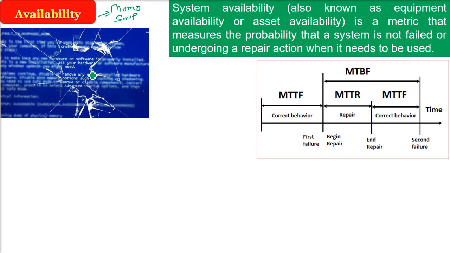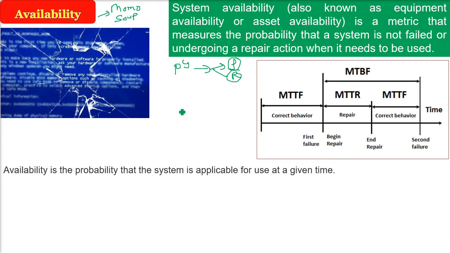So system availability, software availability, it is also known as equipment availability, asset availability. This is a maintenance metric that measures the probability, so the value will be 0 to 1, that a system is not failed or undergoing a repair action when it needs to be used. When the system is under failed state or repair state, it is not available. So we are just saying what is the probability that it is not under failed or repair state. So availability is the probability that the system is available for use at a given time.